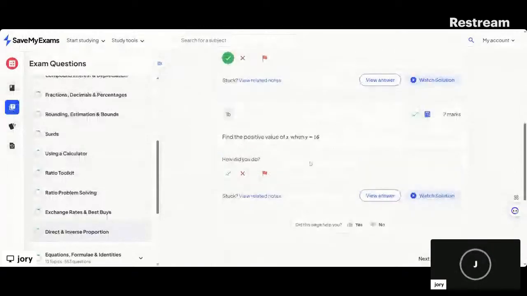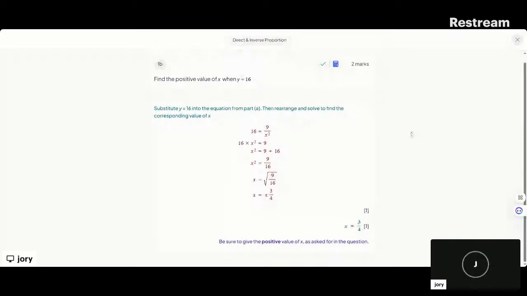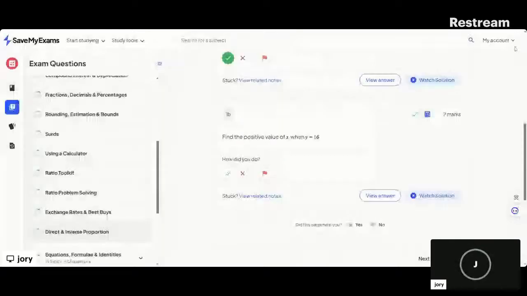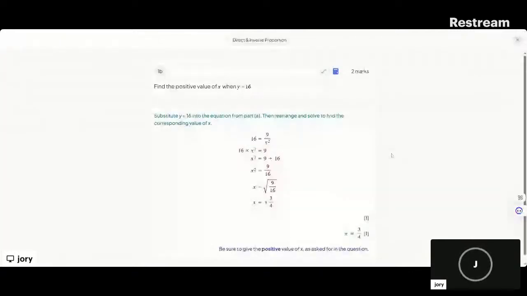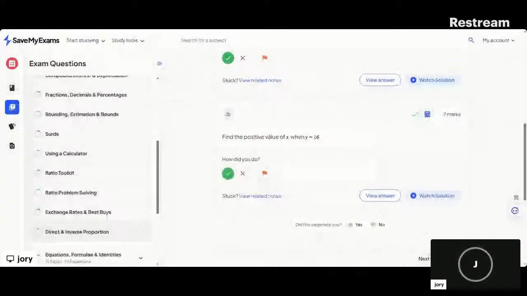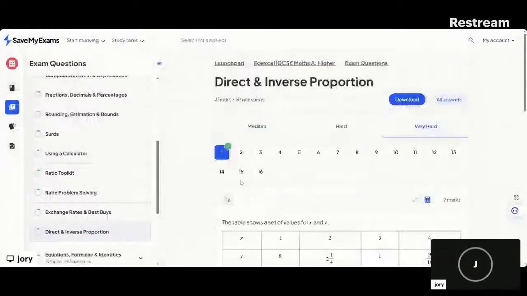Find the positive value of x when y is 16. So 9 divided by 16 gives you a weird number, and then square root the weird number. You get 0.75. The answer is 0.75, which is 3 over 4. Okay, that's correct. I did not notice this, but here it says positive specifically, and when you take the square root it is plus or minus. So if it said negative, I would have gotten it wrong. Big problem.